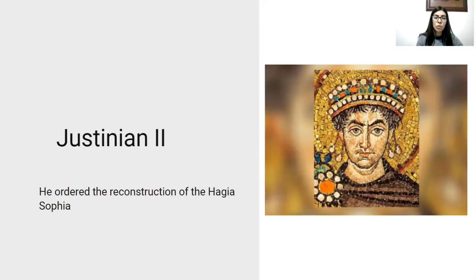Justinian, who ruled from 527 to 565. He ordered to rebuild the Hagia Sophia, but it was completely damaged and it had to be demolished. So he ordered Isidorus and Artemius, two great architects from that time, to build a new basilica.